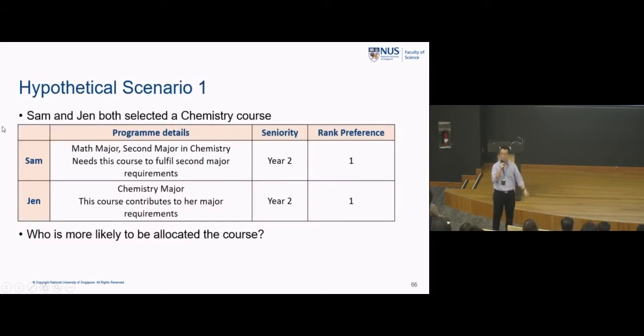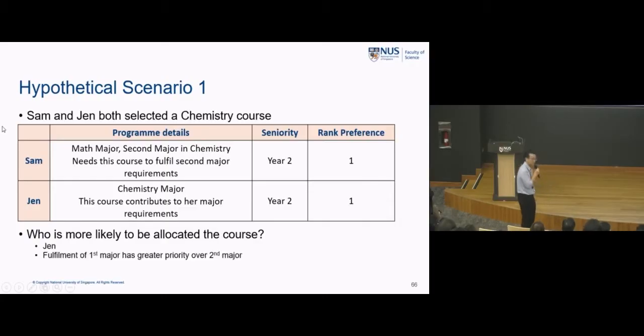Now, so this is the interactive part. Interactive means you're supposed to do something and think about something rather than just listening to what I'm saying. In this situation, suppose there's only 1 vacancy left for this chemistry course. Who do you think is going to be allocated that chemistry course? Sam or Jen? This is a chemistry course. Sam is a math major but has a second major in chemistry and really needs this. Jen is a chemistry major, and this is a compulsory chemistry major requirement, so naturally, Jen gets it.